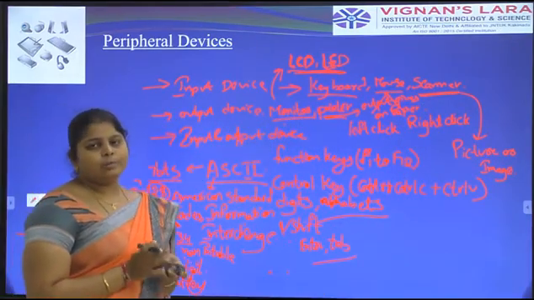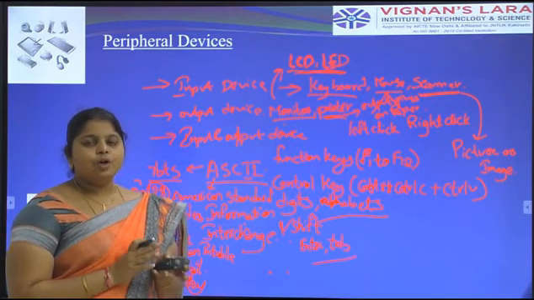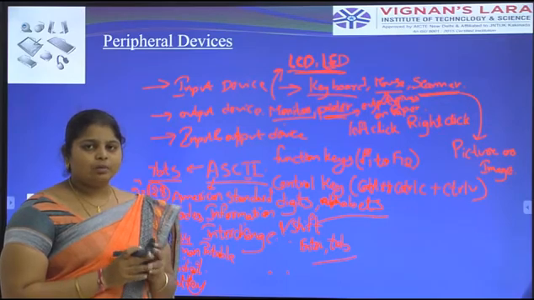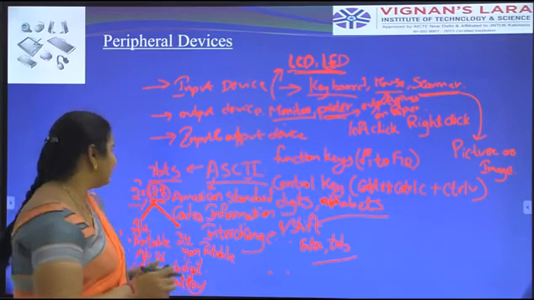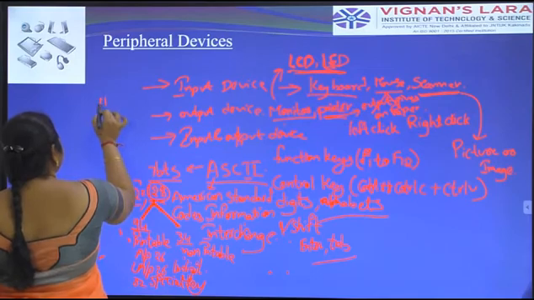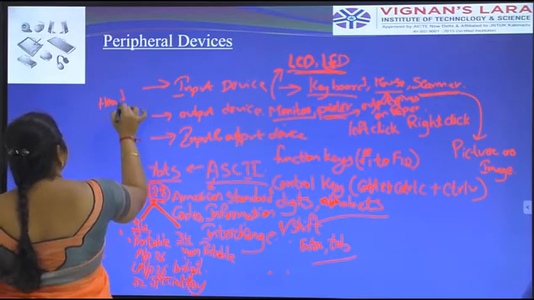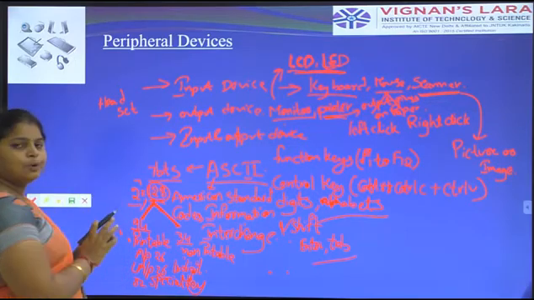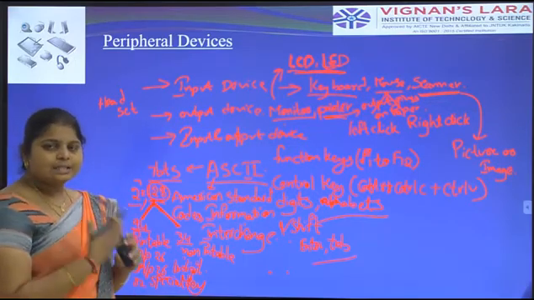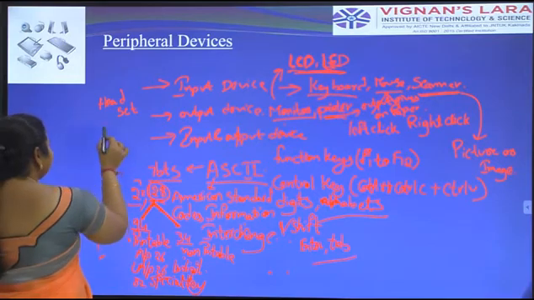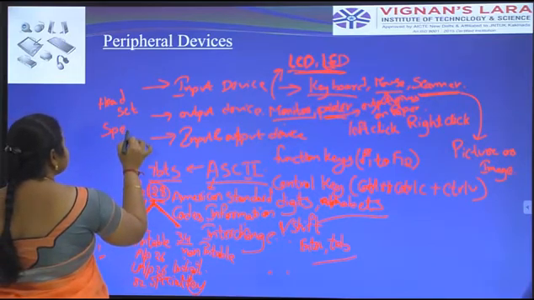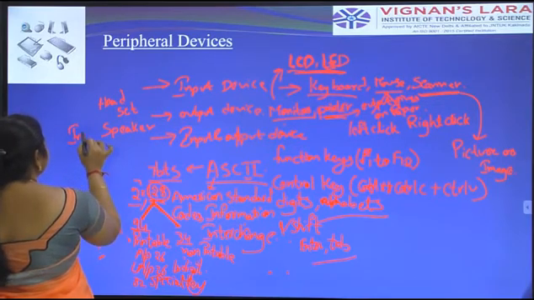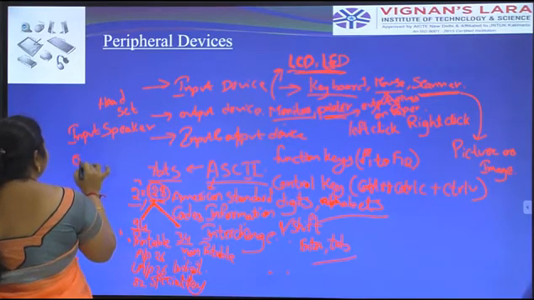Next, coming to input and output devices. Input-output devices can give both input and output. The best example of a device that does both is the headset. The headset can give both input and output. We can speak, so the microphone is the input device, and the speaker is the output.